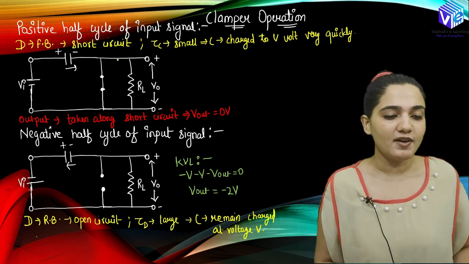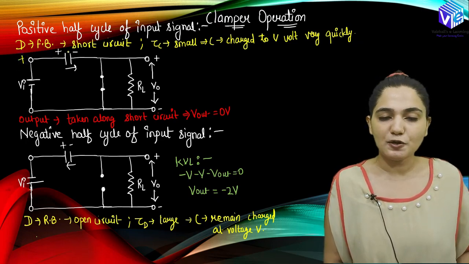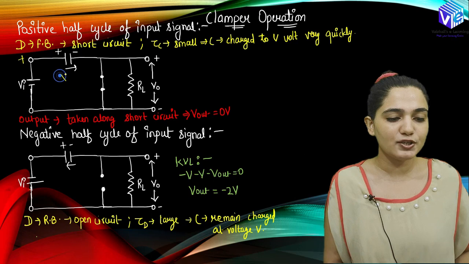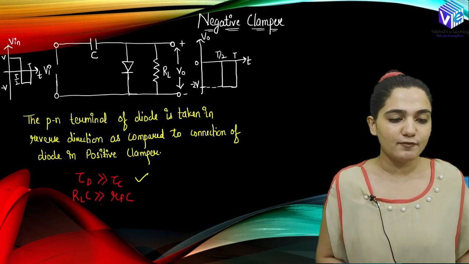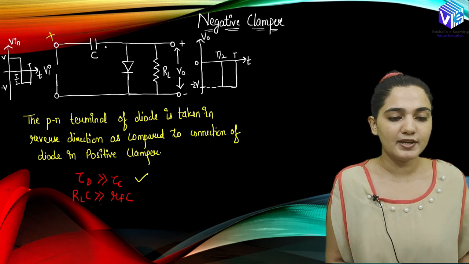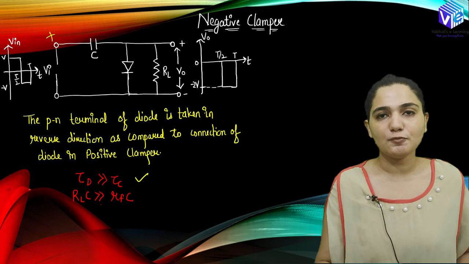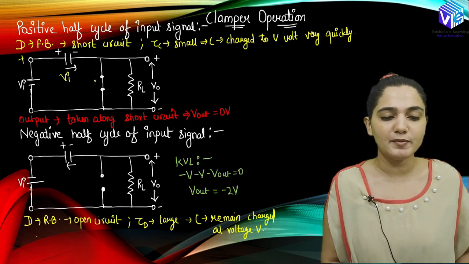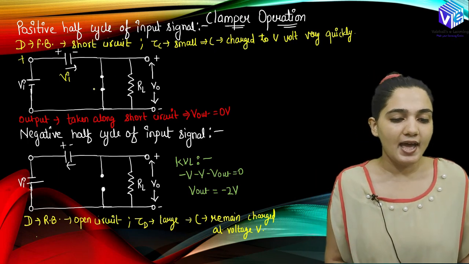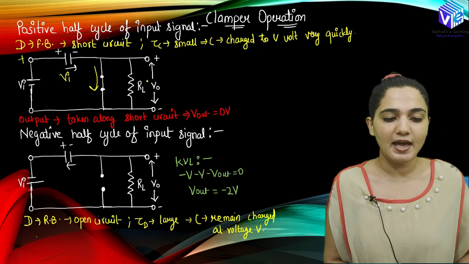Now coming to the positive half cycle. When I have the positive half cycle, the capacitor is going to charge by this input voltage only, right? And here the diode will be in forward bias. When I am supplying the positive voltage over here, you can see the P side is connected to the positive voltage. The diode becomes forward biased, and it will behave as a perfect conductor, and all of the current is going to pass through it. There would be no current across the RL, and V output will be equal to 0, right?